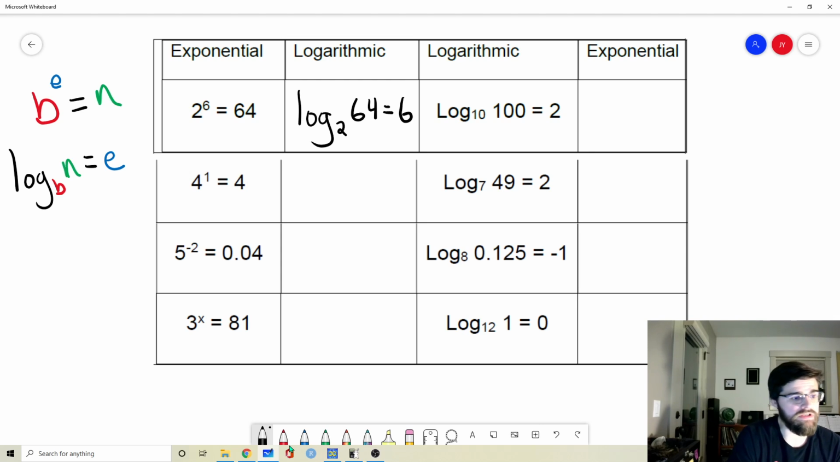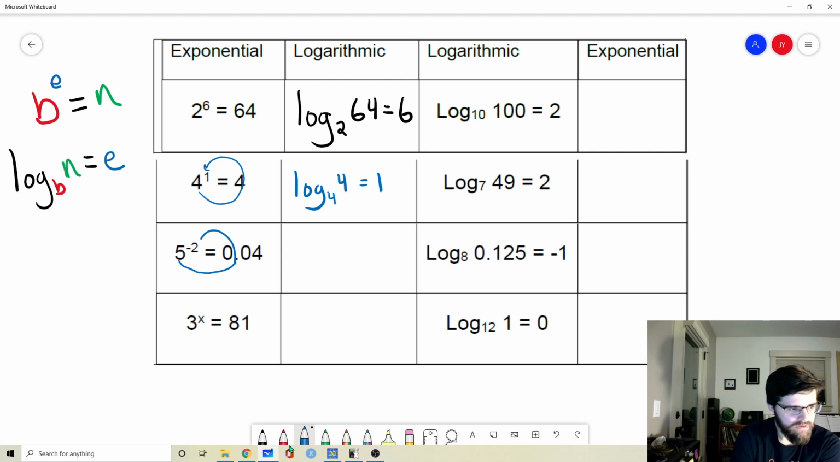We can also use the loop trick. So we'll start at the base and go counterclockwise. So we've got log base 4 of 4 is equal to 1. Okay, I'm going to try the loop trick again here. So log base 5 of 0.04 is equal to -2.